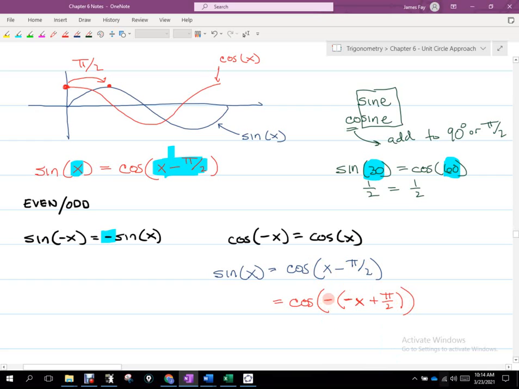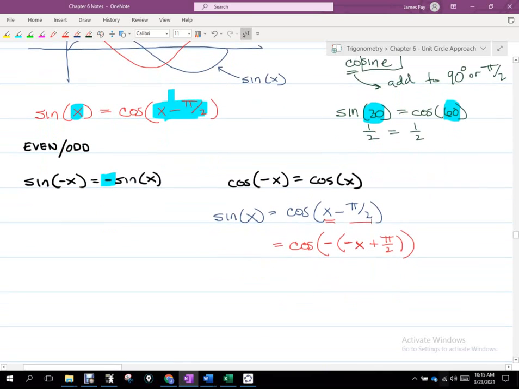100%. Factor or FOIL that, not FOIL, distribute that negative back through. Negative times a negative x, positive x. Negative times pi over 2, negative pi over 2. They are identical, correct? And we'll demonstrate that here in a moment as well using a graphing tool. But now, what I'm going to look at is this here.